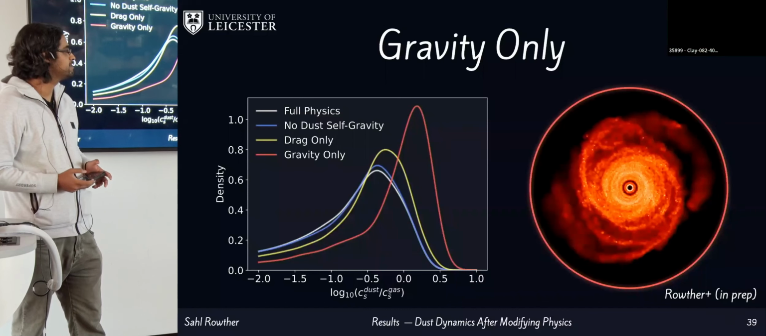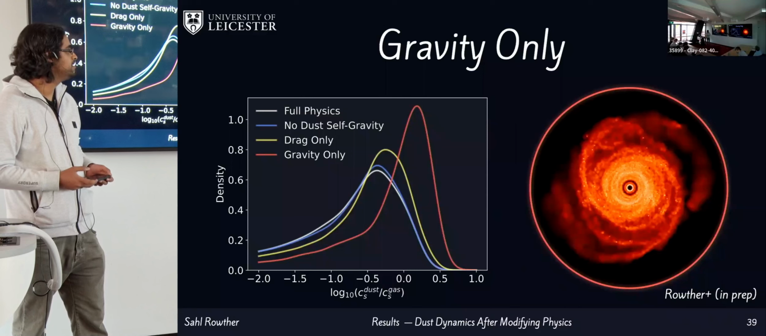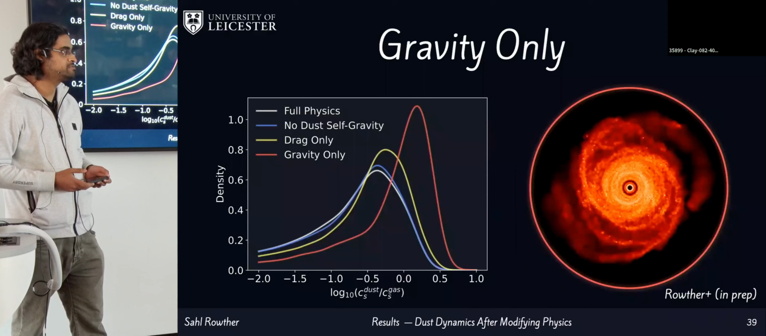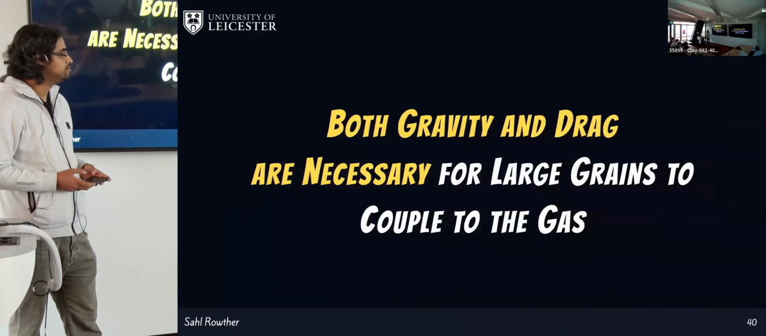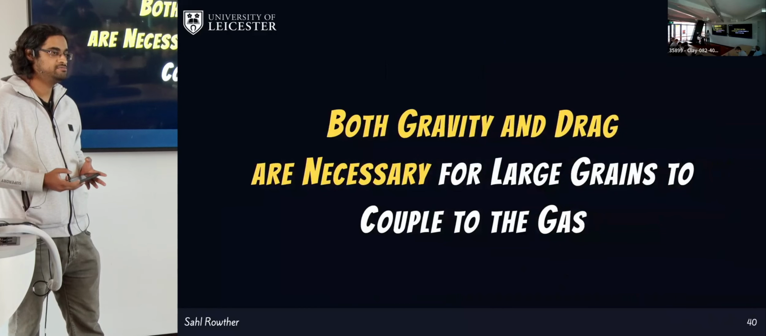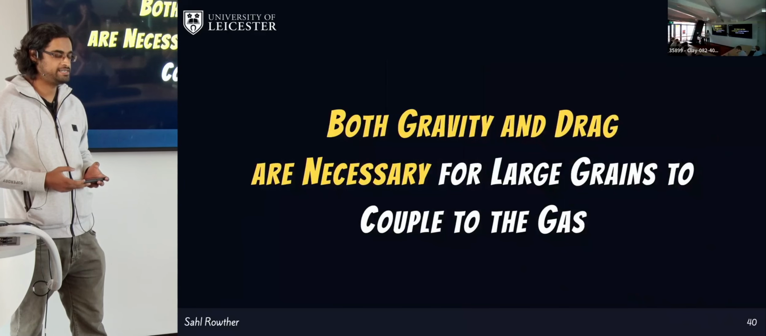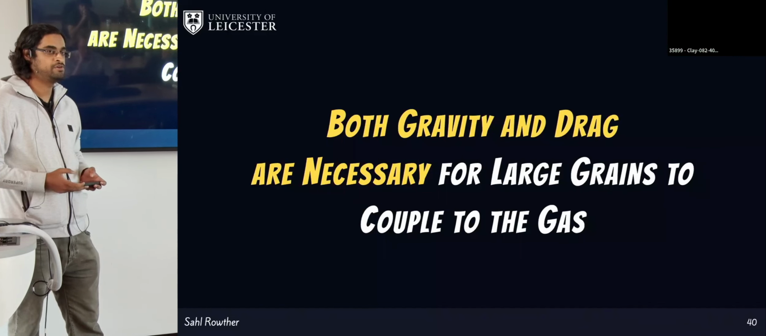And although it looks like there's still some spirals left, that's just because it's an early snapshot in time. Eventually, the lack of drag ends up in a very smooth disk with no hints of any spirals. So essentially, the main takeaway is that both gravity and drag are necessary for dust to become trapped in the spirals and place the spiral structures. And neither on their own is enough.